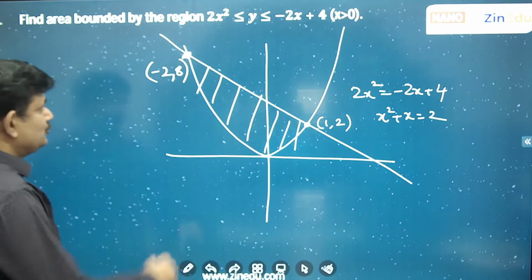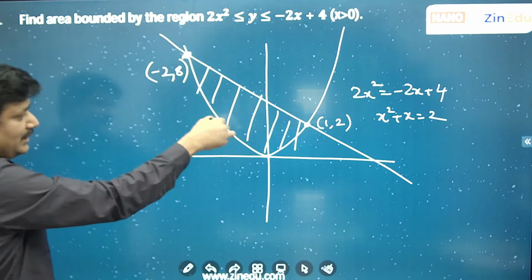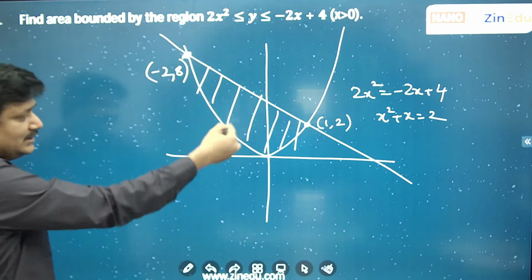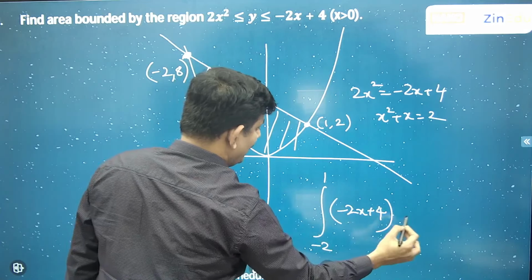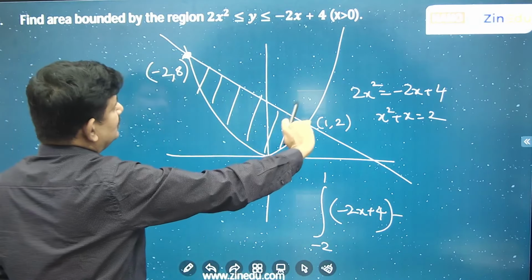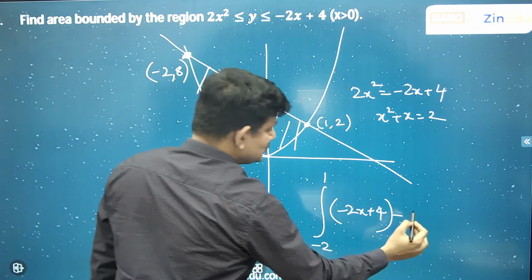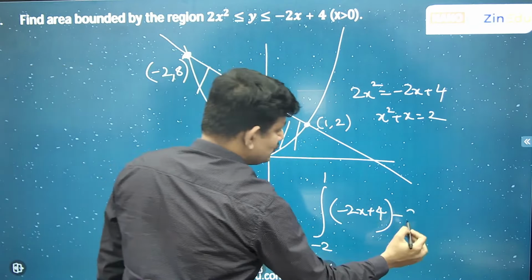Fine. So, geometrically, you have to do the trapezium minus the area under the parabola, but this is a simple integration. Let us do it. You are integrating from minus 2 to 1. The upper curve is the line minus 2x plus 4, minus the lower part, which is 2x square, dx. A very simple integral. Happily, you will be able to evaluate it. So, be thorough with such types of questions. Very simple question.